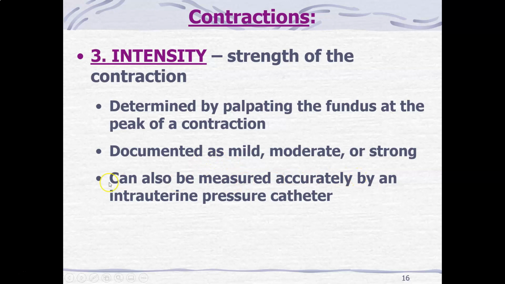Intensity can also be measured accurately by using an intrauterine pressure catheter, an IUPC, that is used when you do internal fetal monitoring. But primarily, we measure it with palpation. These are the ways you can accurately measure: just palpation and the IUPC.